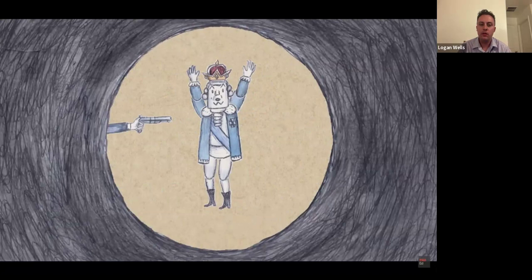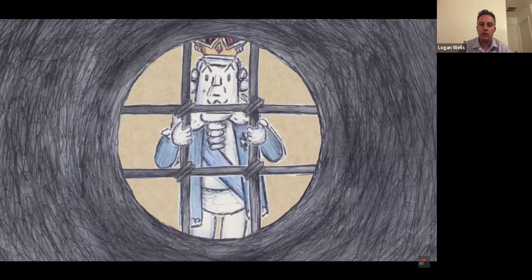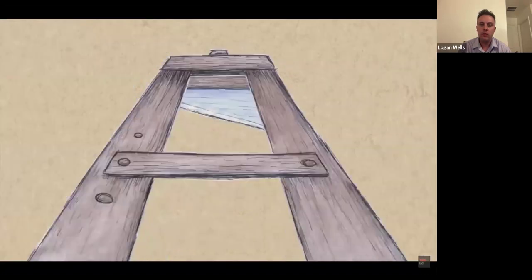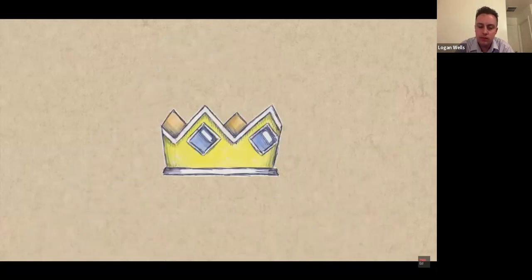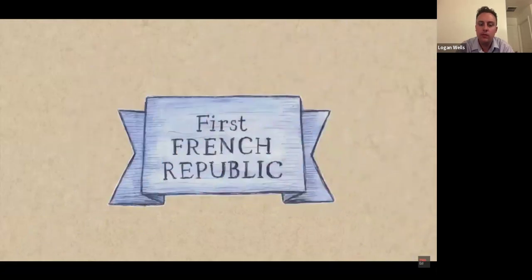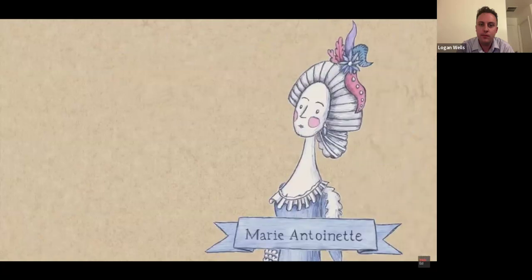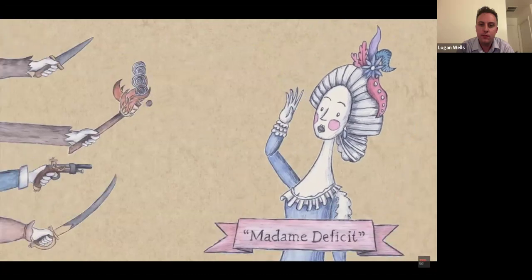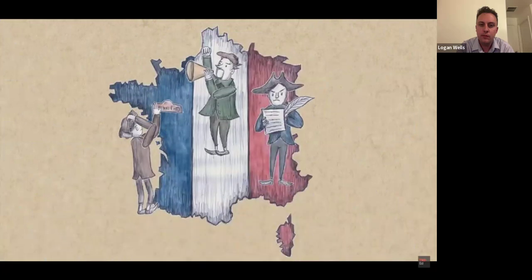The attempted escape shattered people's faith in the king. The royal family was arrested, and the king charged with treason. After a trial, the once revered king was publicly beheaded, signaling the end of 1,000 years of monarchy and finalizing the September 21st declaration of the First French Republic, governed by the motto Liberté, Égalité, Fraternité. 9 months later, Queen Marie Antoinette, a foreigner long mocked as Madame Deficit for her extravagant reputation, was executed as well. But the revolution would not end there.